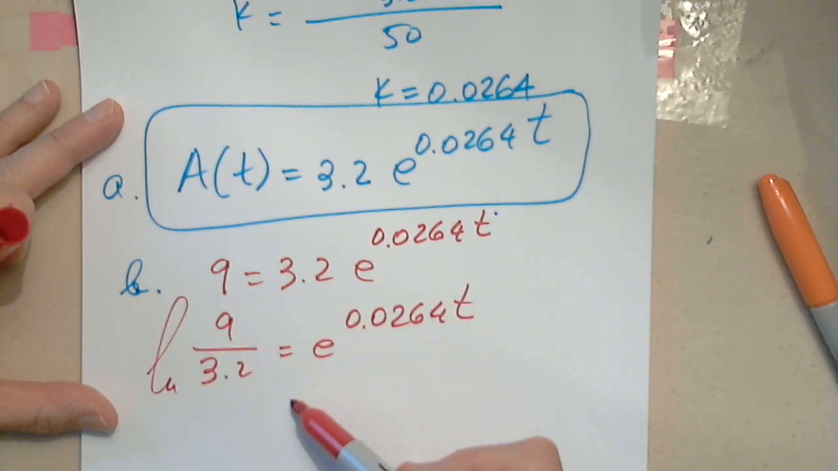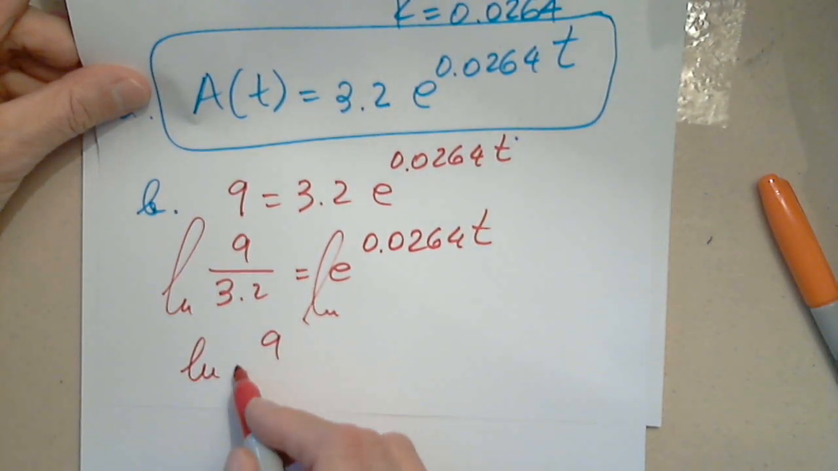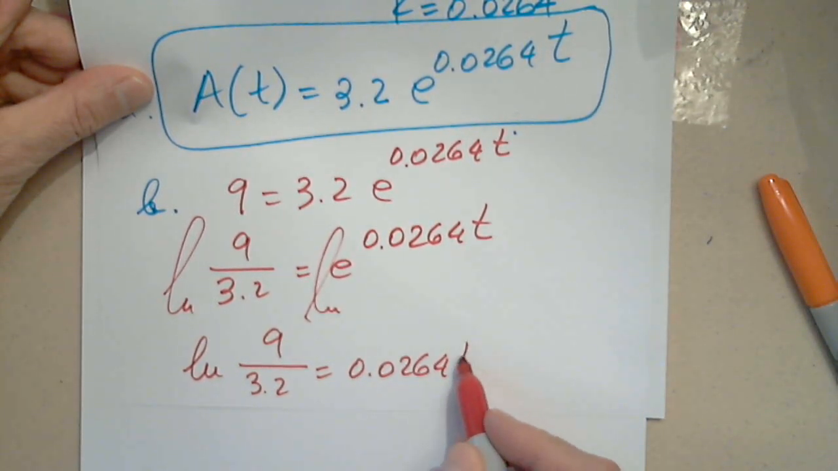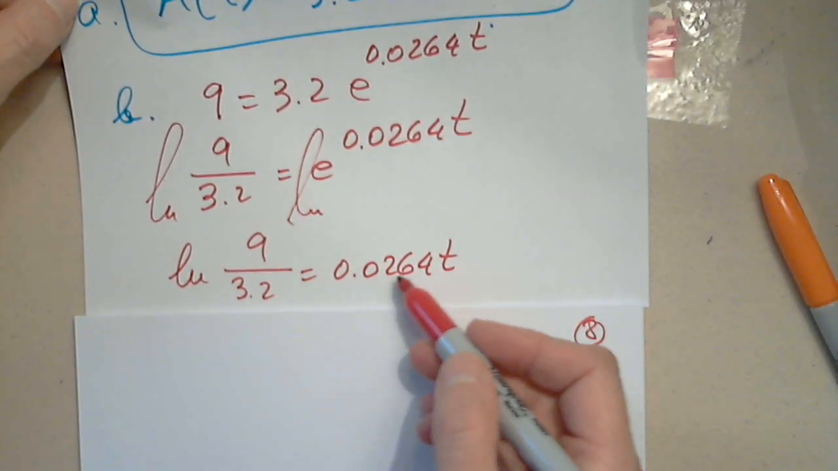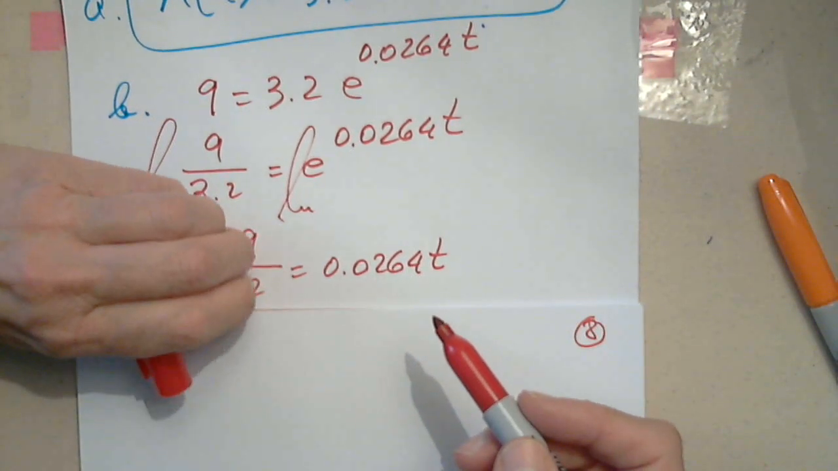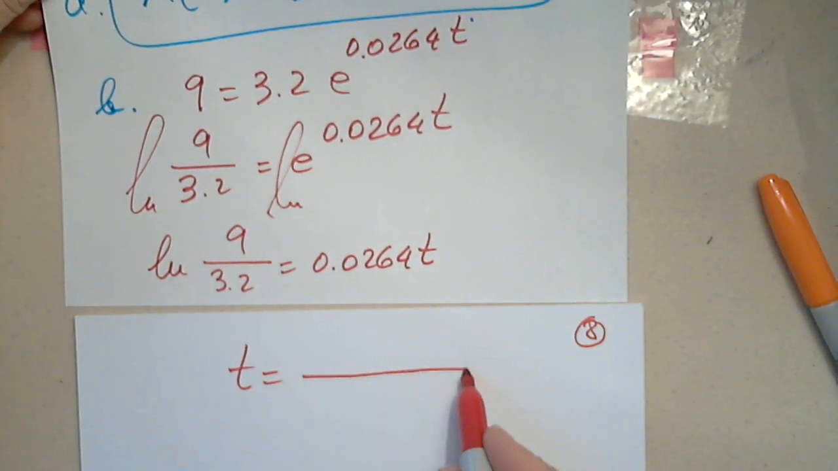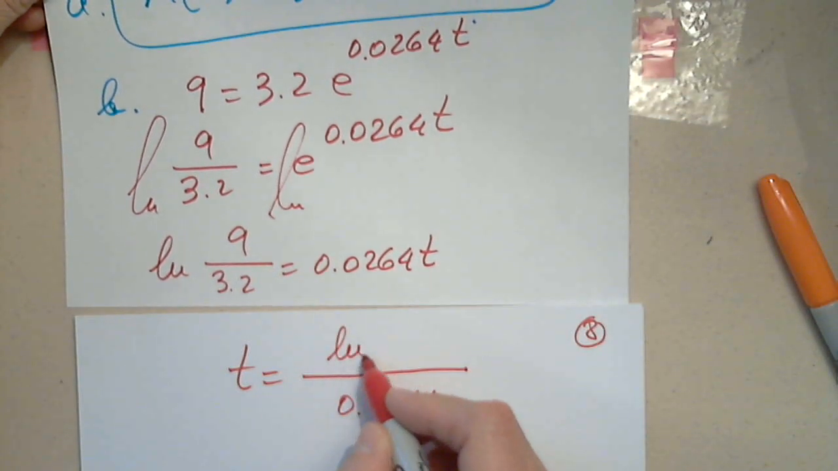I will apply natural log to both sides. I will have natural log of 9 over 3.2 equals 0.0264t. And of course, I'll divide by this number. Again, this is a compact number. No one can change that number. So just write the fraction line and write 0.0264 and this number at the top.